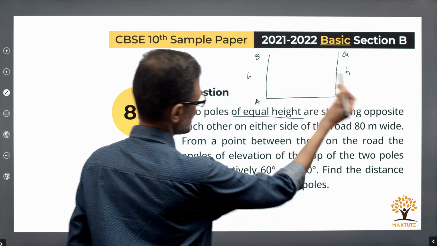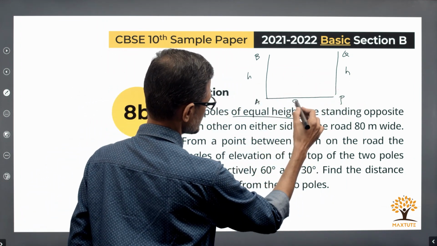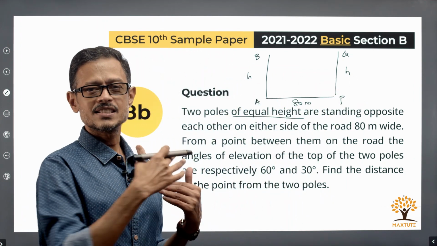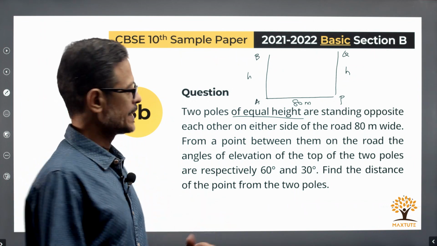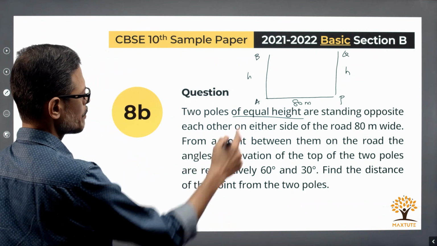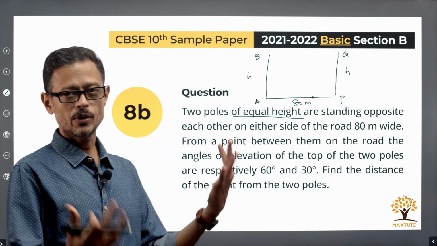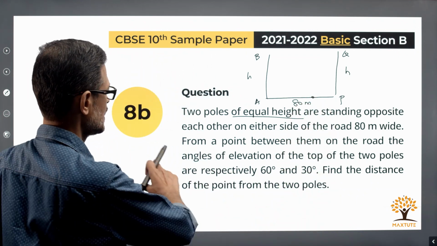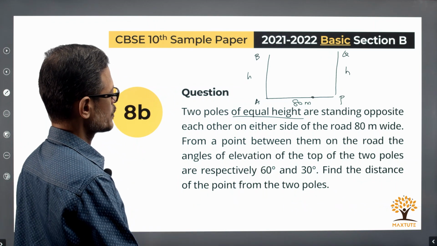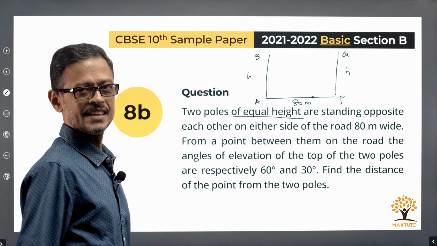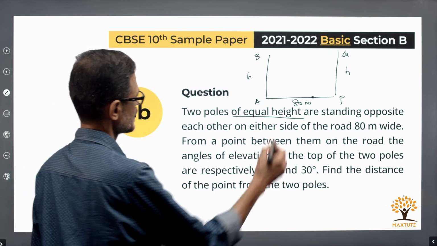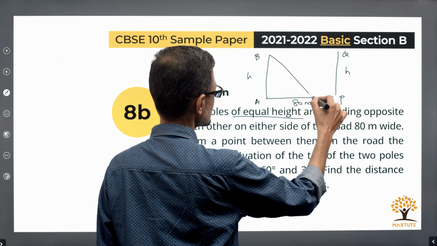So, they are standing on either side of the road, the width of the road is equal to 80 meters. So, the distance between these two poles is equal to 80 meters. From a point between them on the road, let's pick some point, it's not the midpoint, some point between them on the road. The angles of elevation of the top of the two poles are respectively 60 degrees and 30 degrees, right. So, one is 60 degrees, the other is 30 degrees.